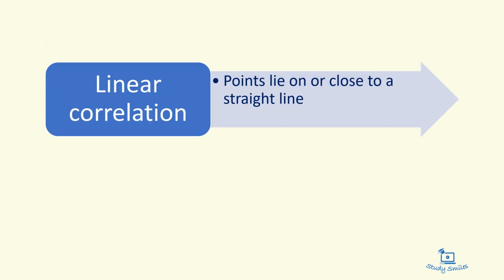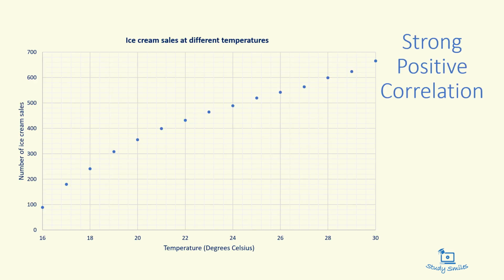The correlations we have been looking at are referred to as linear correlations, as all the data points lie on or close to a straight line. Here is our example from earlier showing a strong positive linear correlation between temperature and number of ice cream sales. We can see it's a linear correlation as the points all lie close to a straight line.